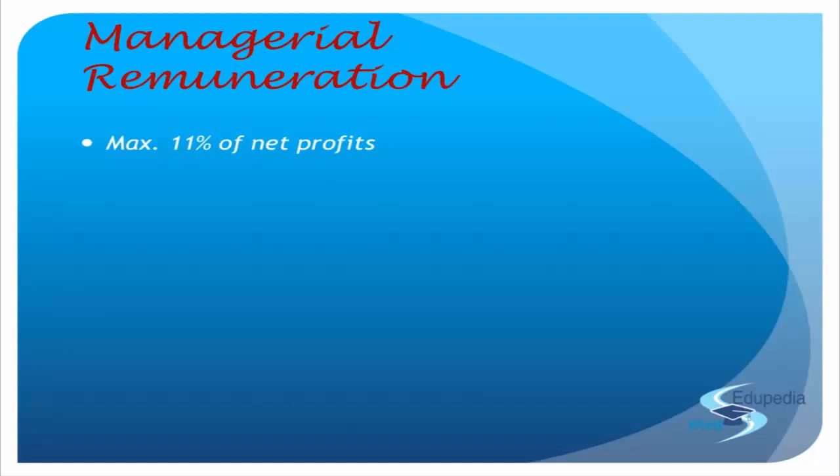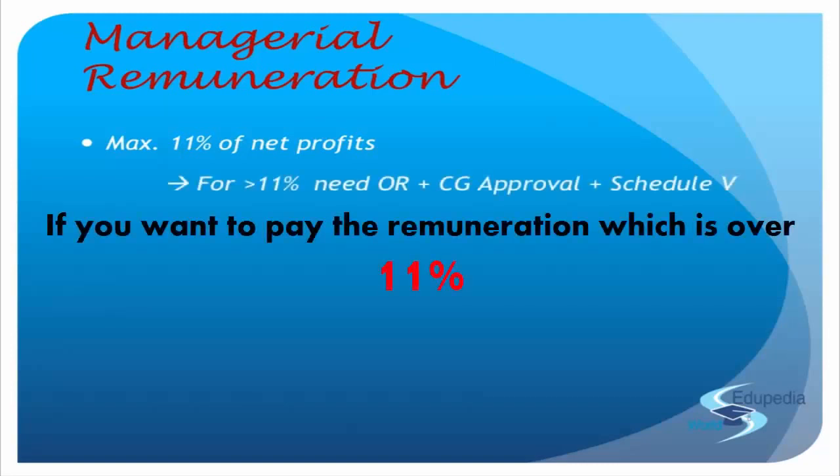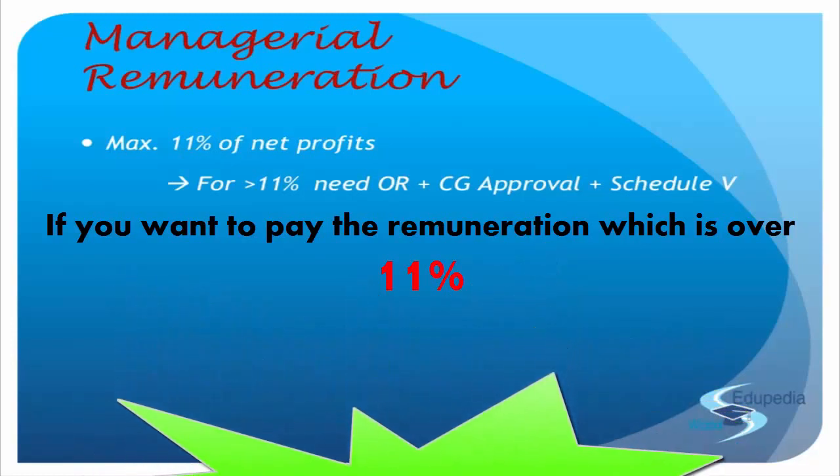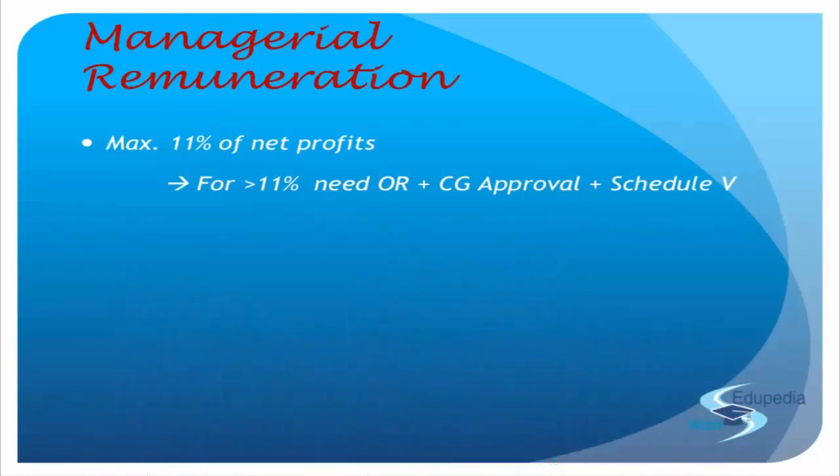Or they're not getting adequate profit, they want to give a little more than 11%. So law always leaves some space open. Similarly, over here also you have certain spaces open. So if you want to pay a remuneration which is over 11%, then you need to first pass an ordinary resolution. What do you need to pass? An ordinary resolution in the general meeting.